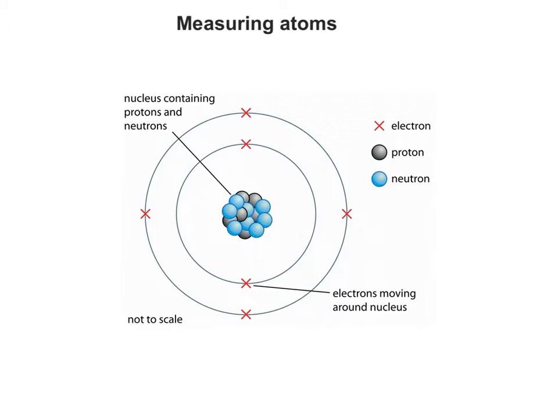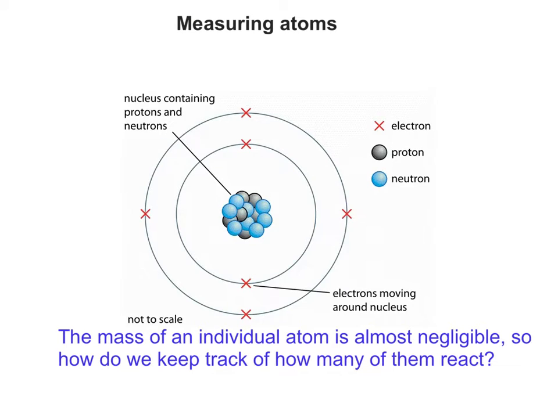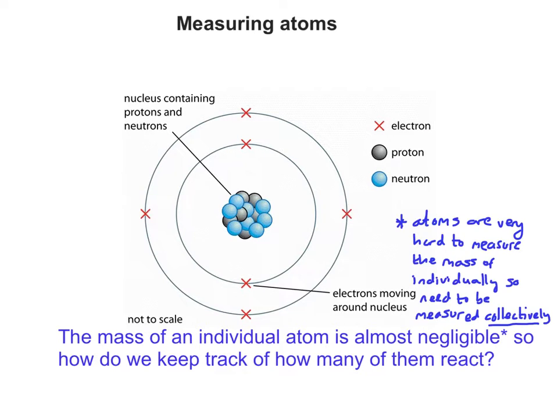So although you may well be familiar with the basic structure of an atom, with the protons and neutrons in the nucleus and the electrons in shells or orbitals around the nucleus, it's very difficult to actually weigh atoms. They're so small, their mass is almost negligible individually. So I've got to be a little bit careful not to say that the masses of individual atoms can be disregarded. That's not what I meant by negligible. Each individual atom is so small that it's very, very hard to weigh.